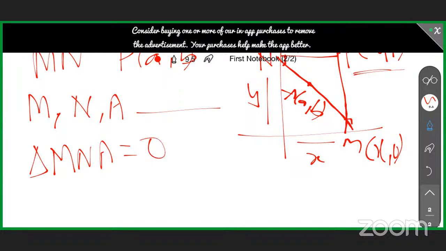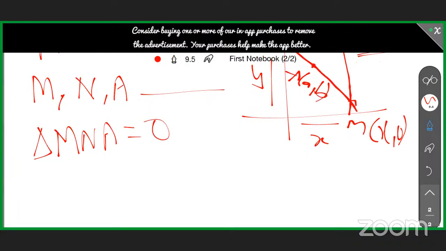When area becomes 0, it becomes a straight line, and we solved some problems based on this concept in 2D geometry. When we introduced 2D geometry, we discussed something on collinear points. And there we discussed that if area of triangle ABC is equal to 0, then A, B, C are collinear. So based on that property, M, N and A are collinear, which means the area of triangle MNA should be equal to 0.